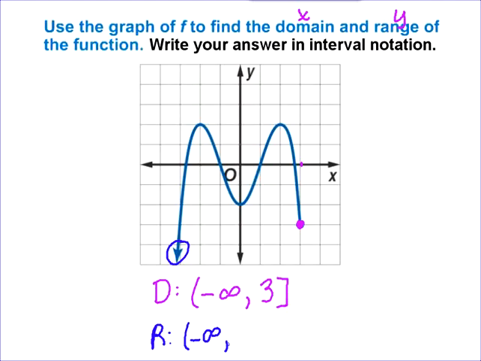Then what I'm going to do is move up the graph. Is there a point at which the graph stops? Yes. Where? 2. It stops right up here. That value is 2. Do I include 2? Yep, because that point is included. That is the range. That's all you're doing. You're examining left to right, then bottom to top. Let's look at it again.